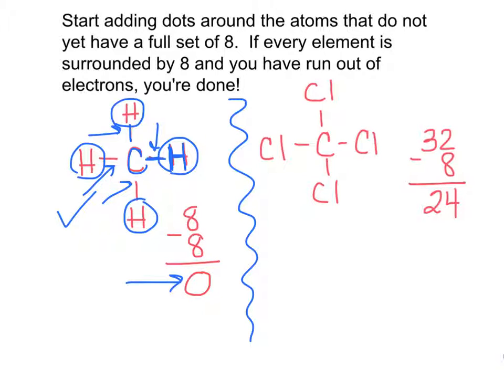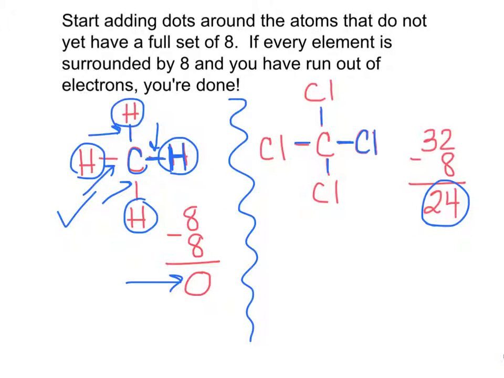Now let's look at our second one, carbon tetrachloride. Our carbon has 8 (2, 4, 6, 8), but each of our chlorines right now only has 2. This chlorine has only 2 electrons. So what we're going to do, we have 24 more electrons we can place. We're going to start giving each of our chlorines a full outer shell of 8. Any dots that we draw are going to be unshared electrons. The dash represents shared electrons that count both for the chlorine and for the carbon.